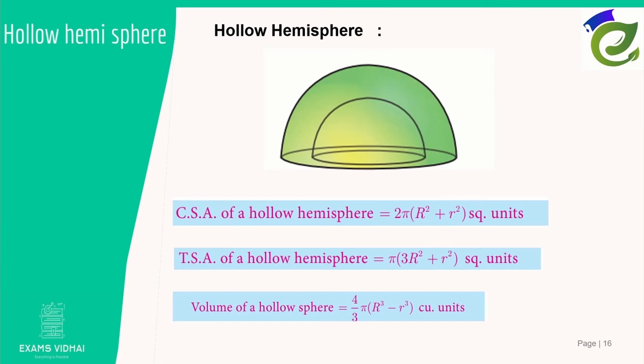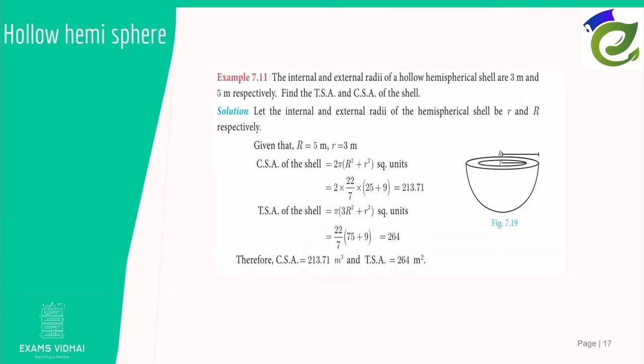Example on hemisphere. The internal and external radii of a hollow hemispherical shell are 3 meter and 5 meter respectively. Find the TSA and CSA of the shell. Solution. From the figure, the external radius and internal radius are given. Given capital R equal to 5 and small r equal to 3.